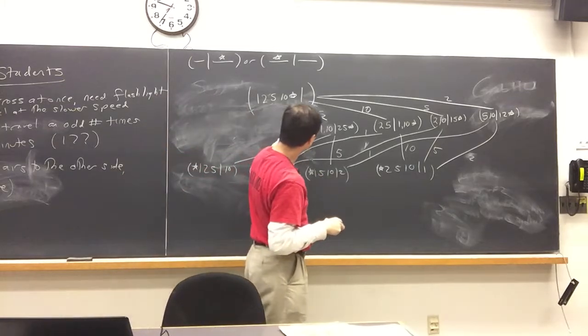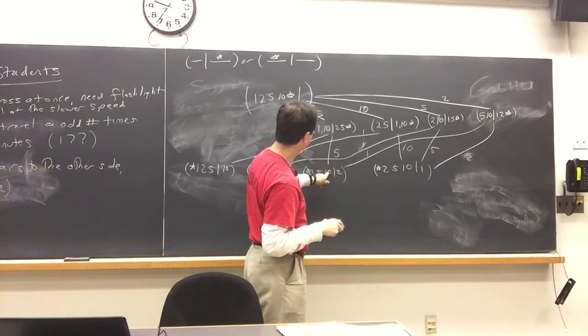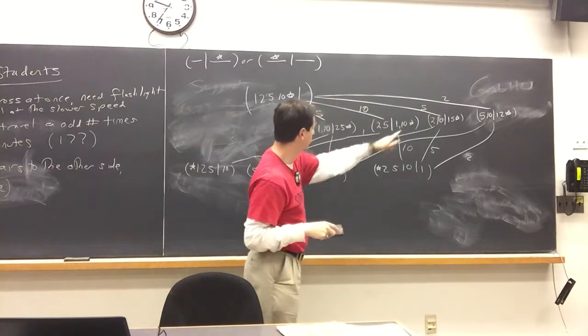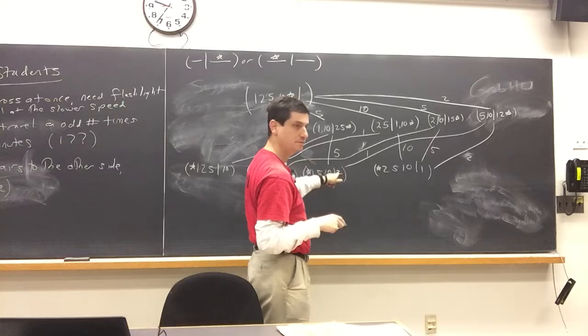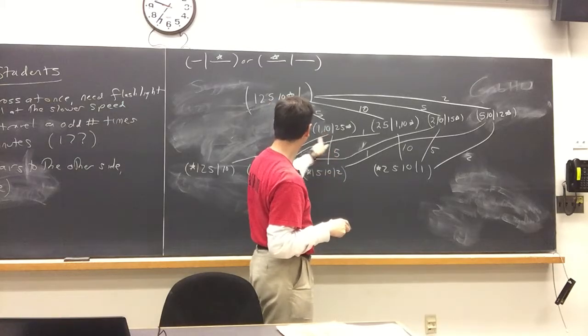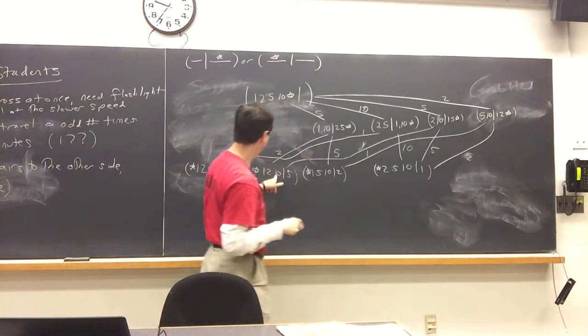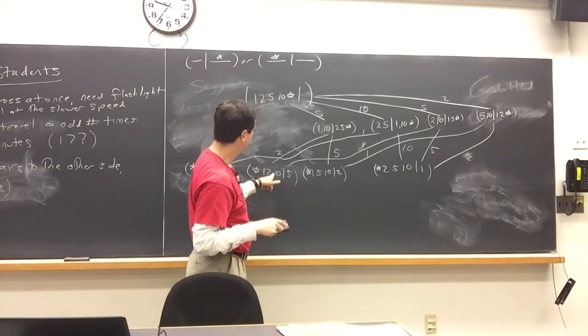All right, let's look over here. 5 and 5 is 10 to get here. But we can also do a 2 and a 1, which is much better. And then the other place where this can go is over here, which would be 7. Can we get here better than 7?